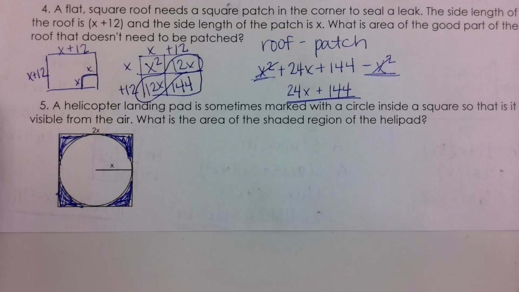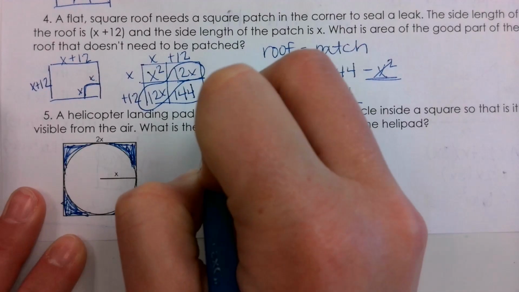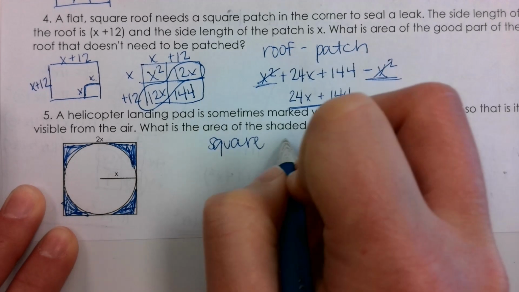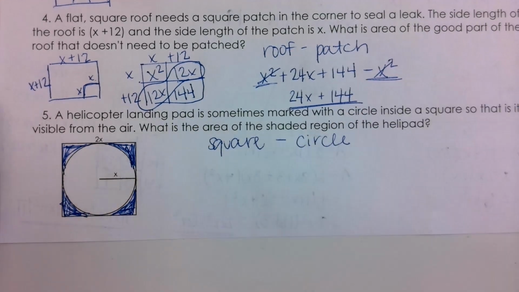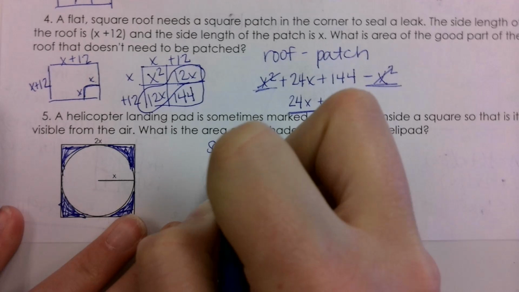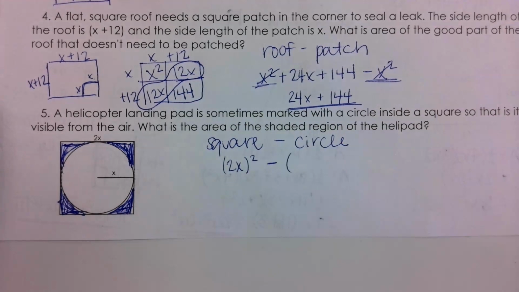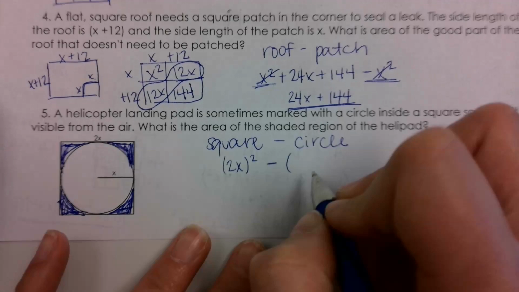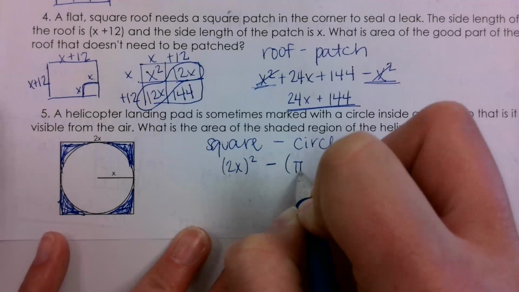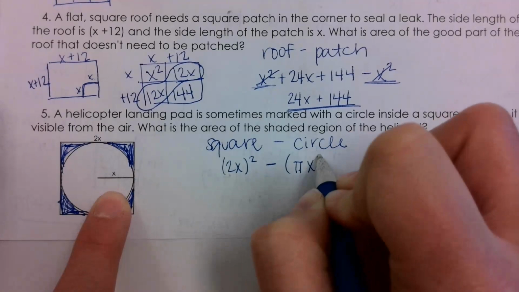Yeah, can we just do the area of the square minus the area of the circle? Yeah, so let's do that. So how do you find the area of a square? Length times width, 2x times 2x, or we could say 2x squared, right? I'm going to write it that way. So 2x squared minus, how are we going to find the area of our circle? Pi r squared. What is our r right now? X, so pi x squared. Is that okay?